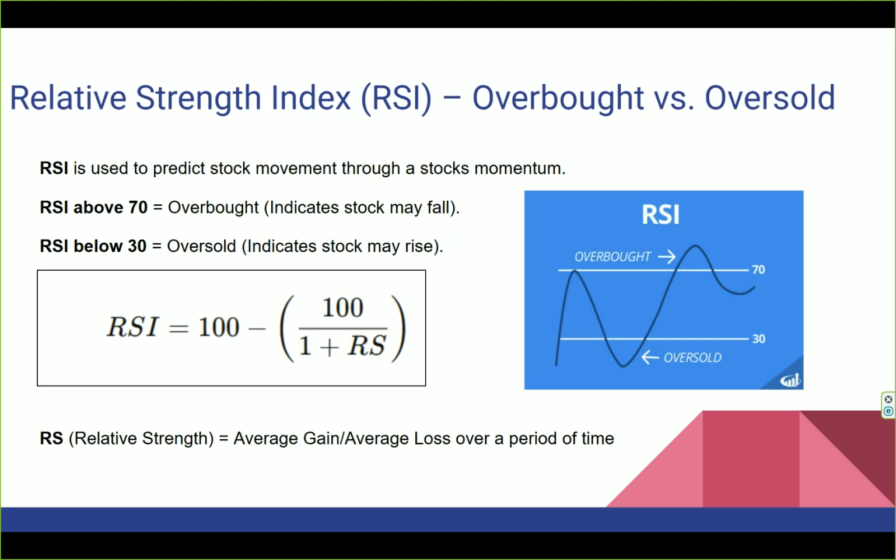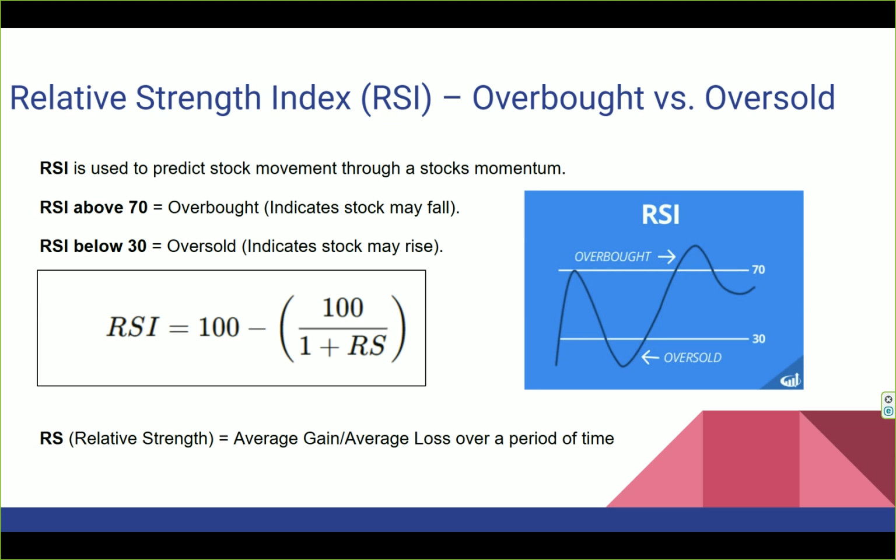First off, the relative strength index, the RSI. Is the stock overbought? Is it oversold? The RSI is used to predict stock movement through momentum. If an RSI is above 70, that means it's overbought. Under 30, oversold. If it's overbought, that means that the stock is due for a correction and will fall, and oversold means that it's due for a correction and the stock will rise.